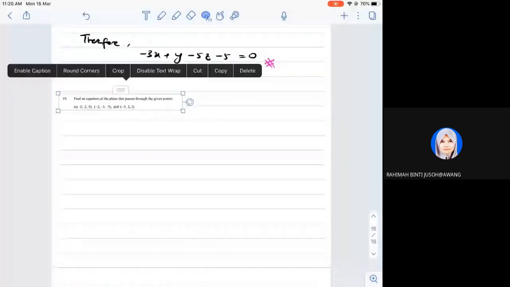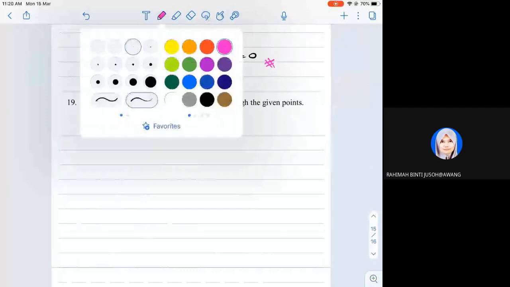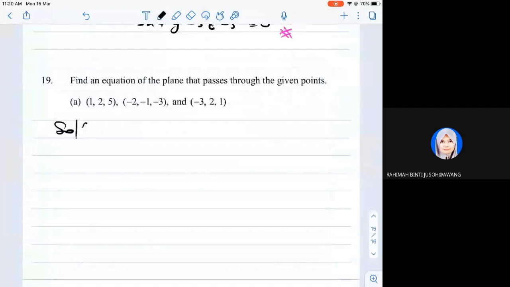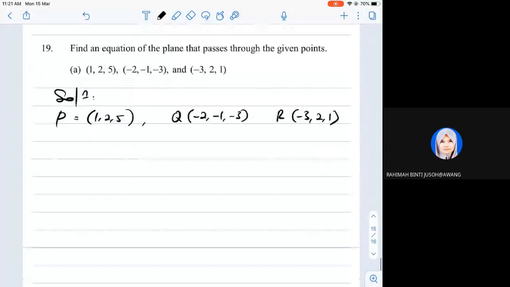Okay, let's say we declare them one by one. Solution. Let's say P is 1, 2, 5. Okay, and then Q we have -2, -1, -3. And then R we have -3, 2 and 1. So first of all, we need to find the first parallel vector. Let's say from P to Q, like this.